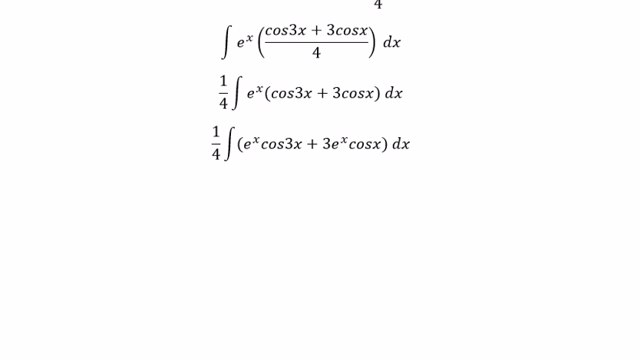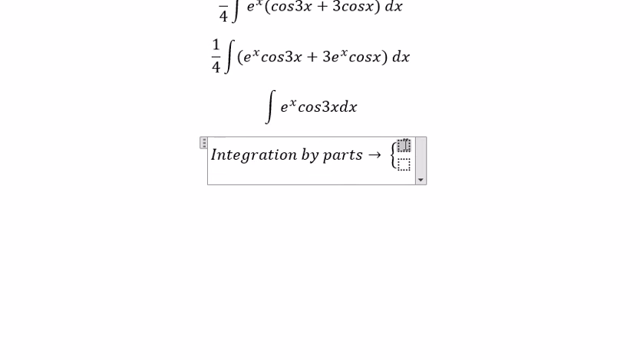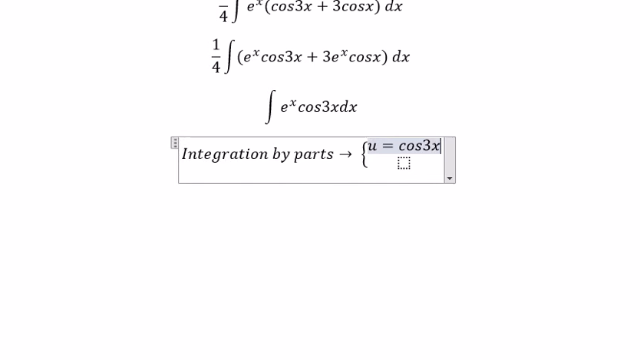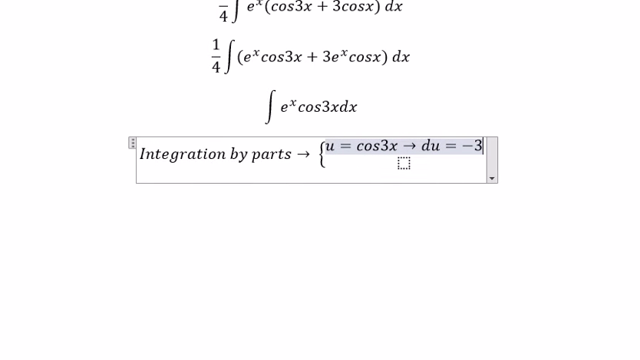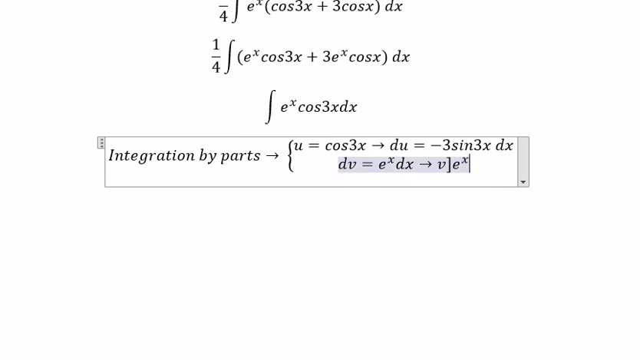Next, I will find the integral of this one first. We need to use integration by parts. So we have u equal to cosine 3x, du we got negative 3 sine 3x dx, dv we got e to the power of x dx. So we got v equals to e to the power of x.